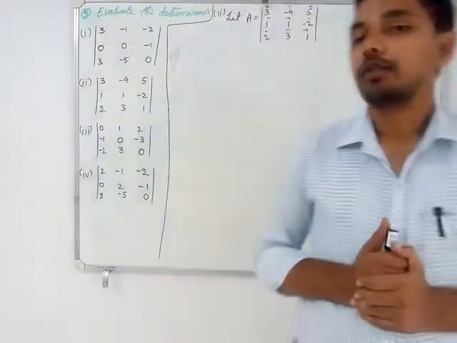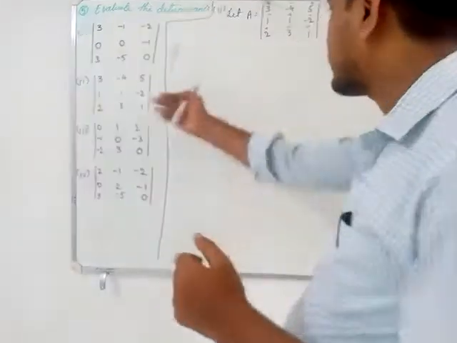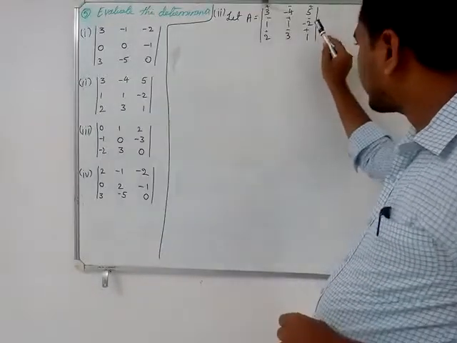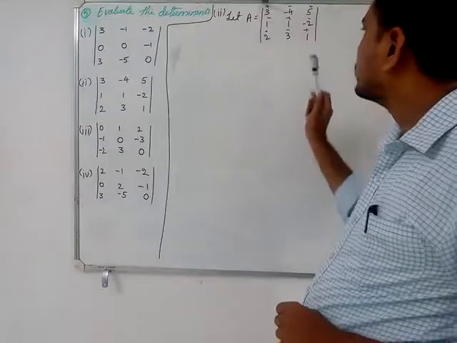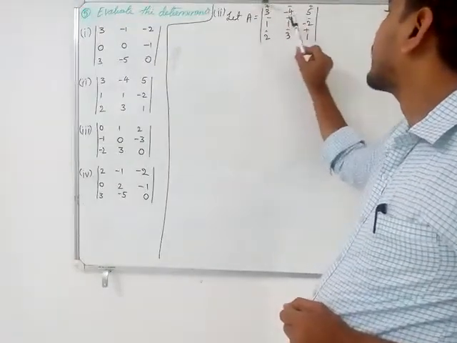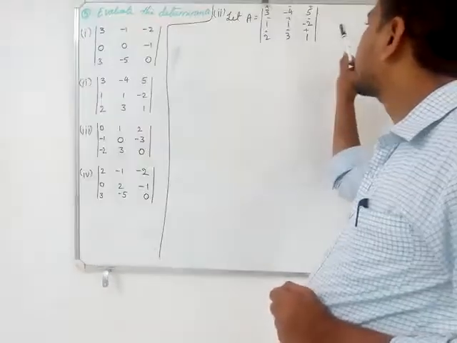Friends, I hope you have understood the first problem. So let's start with the second one. So what is the second one? 3, 4, minus 5, 1, 1, minus 2, 2, 3, 1. So what is the sign convention? We should start from plus, plus, minus, plus, minus, plus, minus, plus, minus, plus.